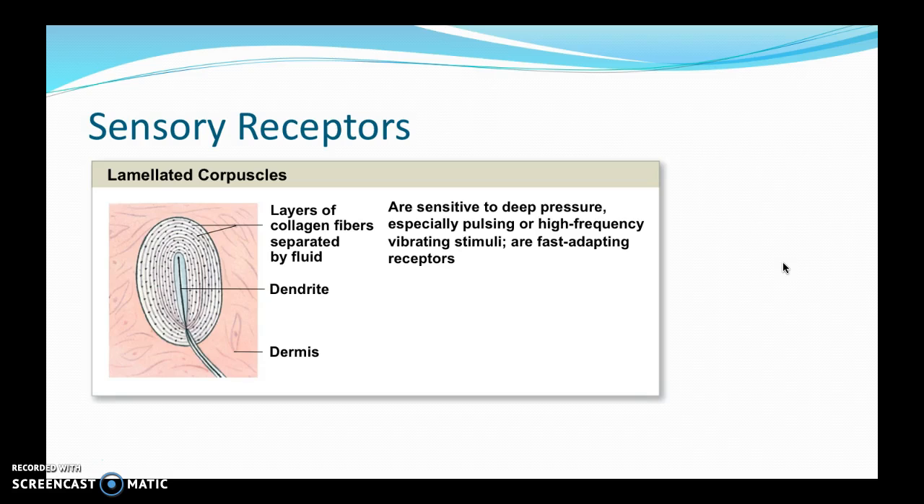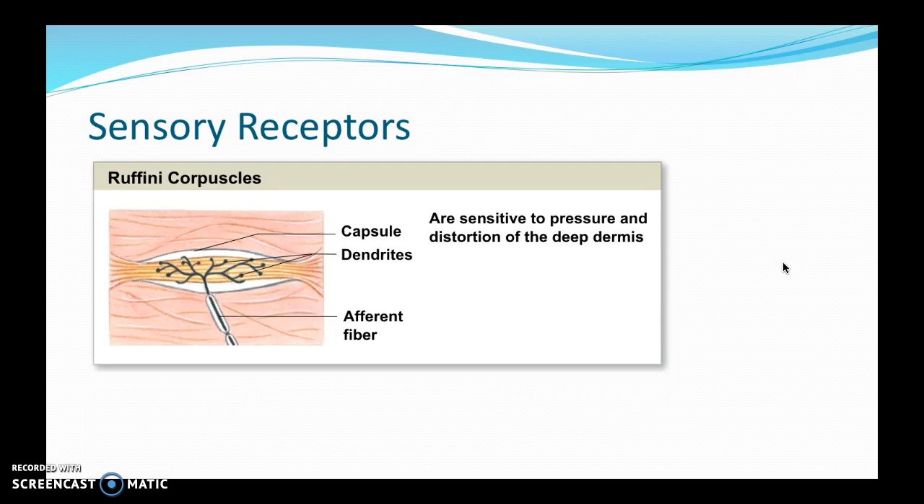The lamellated corpuscle, or Pacinian corpuscle, is located deep within the dermis, almost to the hypodermis. So they respond to deep pressure. They have layers of connective tissue around the dendrite, giving them the name lamellated. And the last type of general sensory receptor is the Ruffini corpuscle. Again, they are located deep in the dermis and are sensitive to deep pressure.